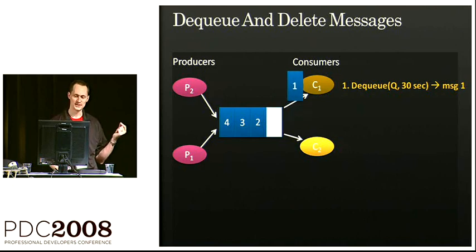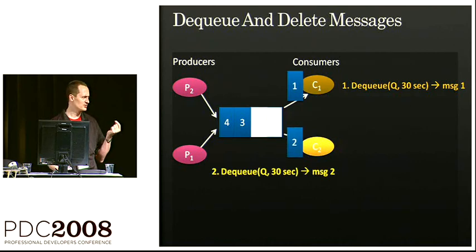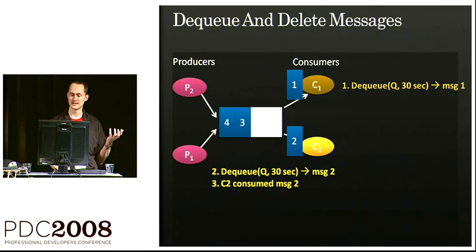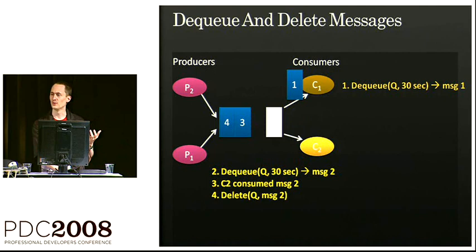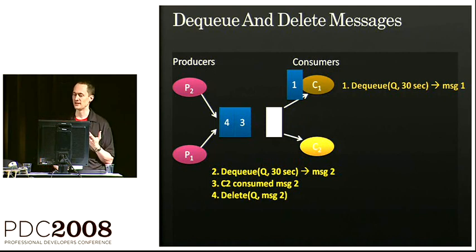Then worker 2, C2, will dequeue a message, also specifying visibility time of 30 seconds. And note that it actually doesn't choose message 1. Message 1 was invisible, so the queue skips over that and it chooses message 2. And it returns message 2 to consumer 2. Now, let's assume for the example that consumer 2 consumes message 2 and finishes processing it. And then the next thing it will do is it will do a delete queue with that message ID. And this will delete the message from the queue.